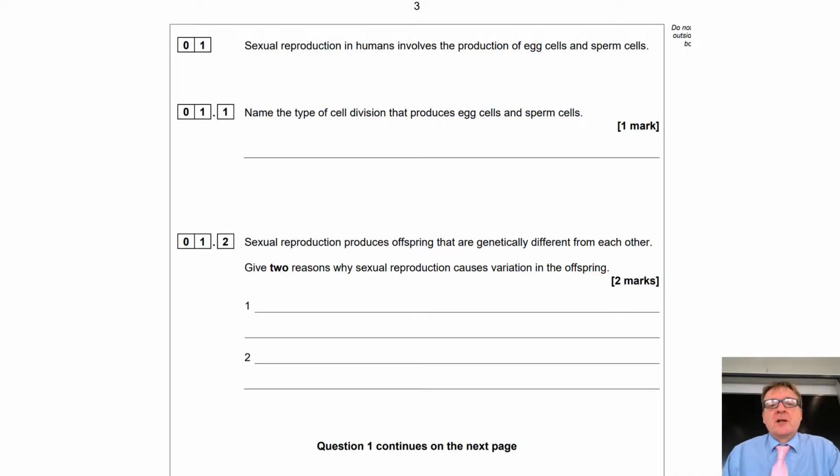Right, question number 1. Sexual reproduction in humans involves the production of egg cells and sperm cells. Name the type of cell division that produces egg cells and sperm cells. Okay, well, there's only two types of cell division: mitosis and meiosis. M-E-I-O-S-I-S. Now it's one of those words that you actually have to spell right, and if you don't spell it right, then you don't get the marks for it. So be absolutely precise on that one.